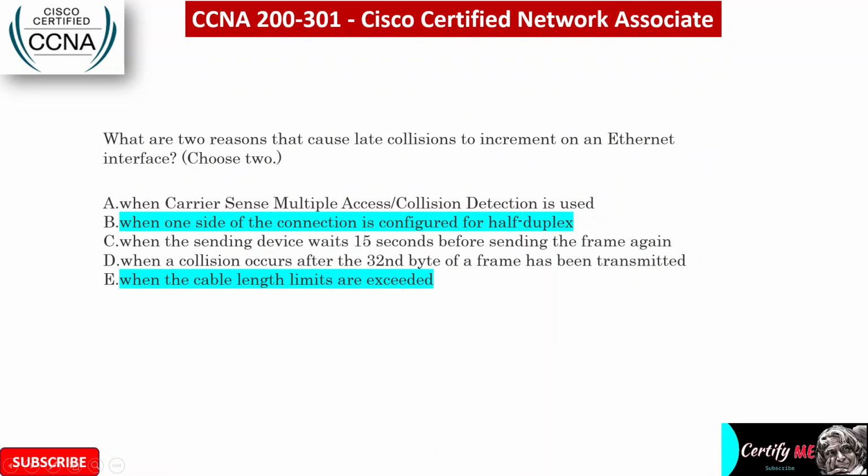Option C. When the sending device waits 15 seconds before sending the frame again. Option D. When a collision occurs after the 64th byte of a frame has been transmitted. Option E. When the cable length limits are exceeded. The correct options are option B and option E. Let's move on to the next question.